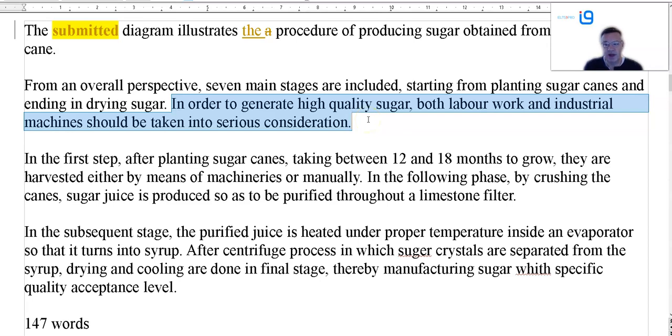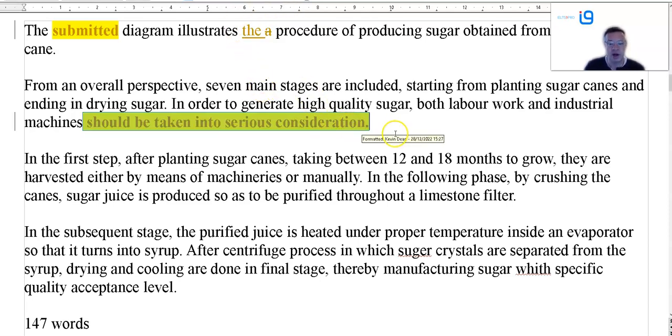That's not mentioned anywhere in the diagram. Nowhere does it say the quality, and why should it be taken into serious consideration? What does that have to do with a simple report? I see this, I see that, it shows this, it shows that. Should be taken into serious consideration by whom, and why should it be taken into consideration? So that essentially here is meaningless.